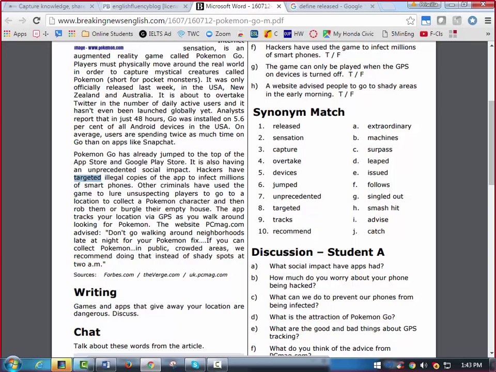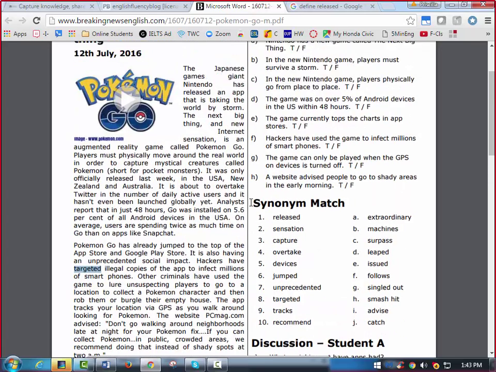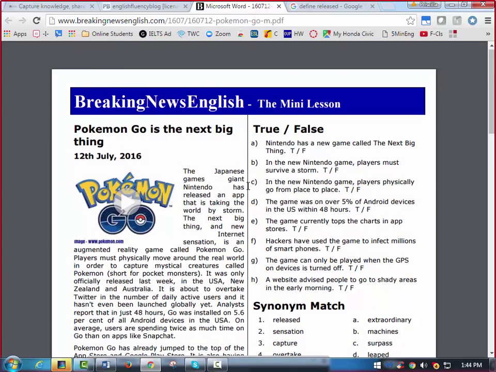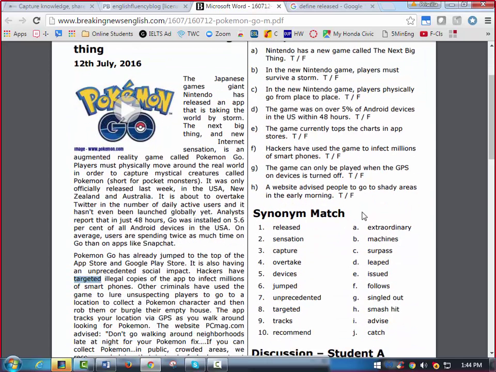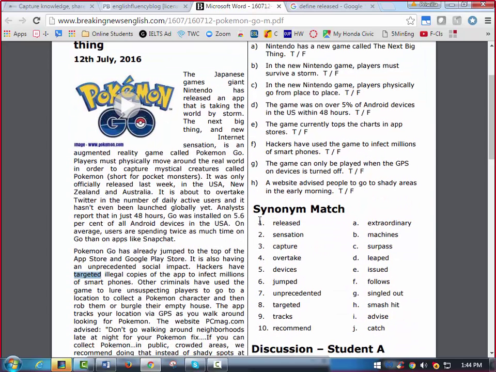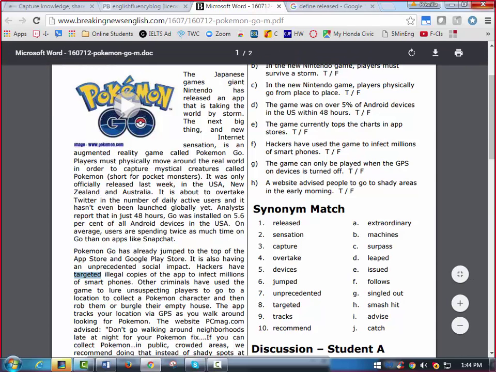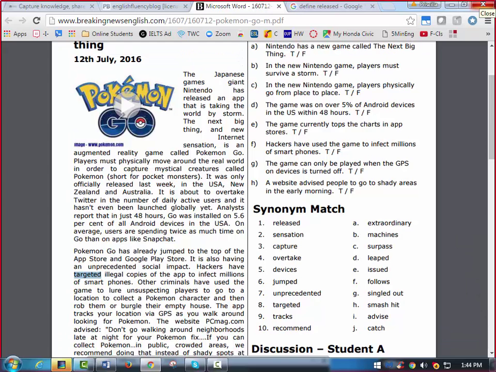Okay, fantastic. Now, I won't ask you to summarize this article just yet, but we're now going to take a look at the synonym match words. Remember, those were the words that you will be adding to your study stack if these are words that are very difficult for you to really understand. We talked about the word released, sensation. I don't think we did sensation. We did capture and overtake. So quickly look over to the synonym match and see if there are words over there that you cannot pronounce or you don't know.